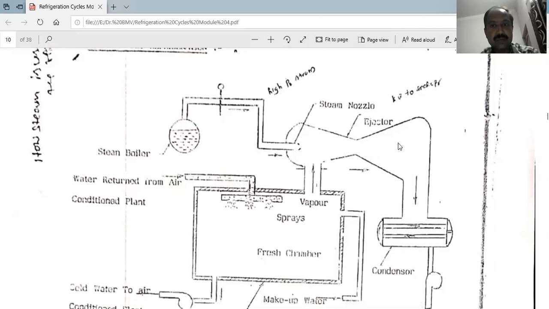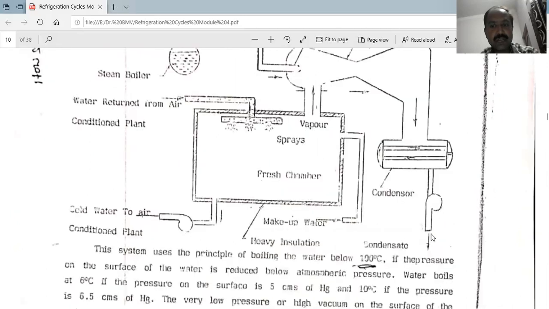Then that steam nozzle, on one side, will be connected to the condenser. The pump is there. It should be leaving into the atmosphere. That is the flash chamber, where the cold water will be produced. The cold water is utilized for some other work.